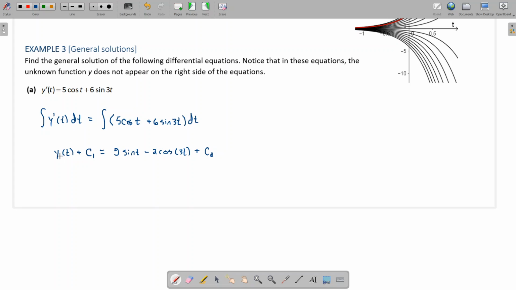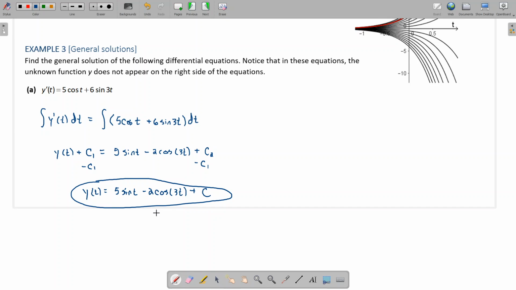So then we wanted y of t. So to get y of t, we would just subtract this constant over. These two constants could be combined, but it just generates a new constant. So we don't typically write them out as separate. We'll just put a single constant at the end of this. So 5 sine of t minus 2 cosine of 3t plus just a general constant c, because these two combine to give you a constant anyway. So that is our general solution.